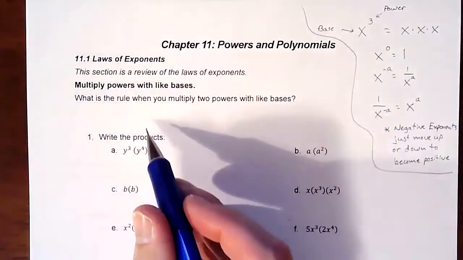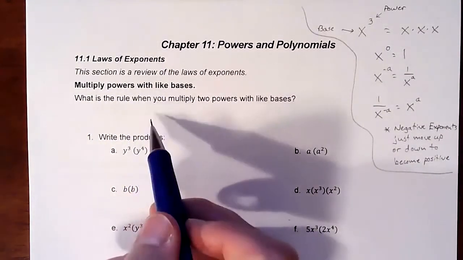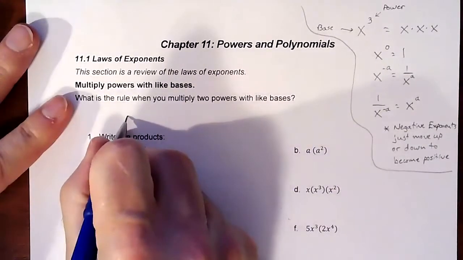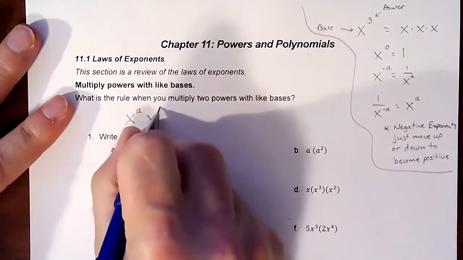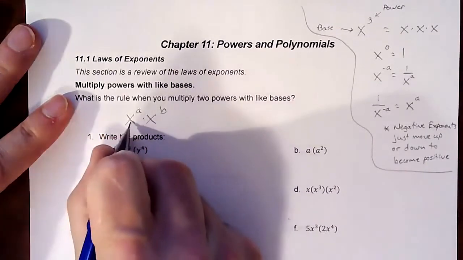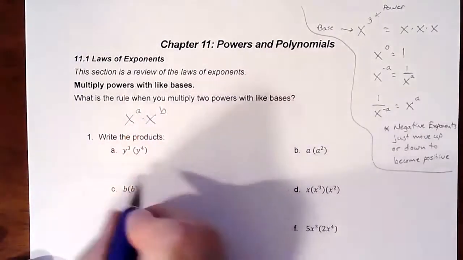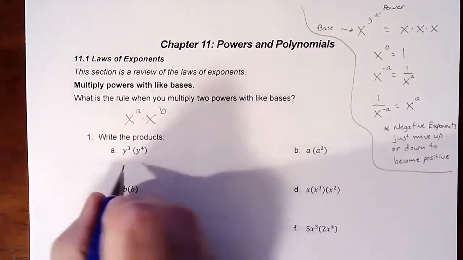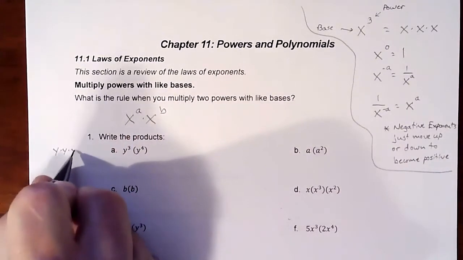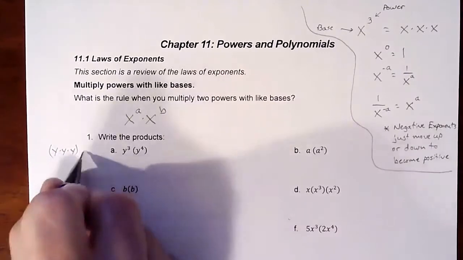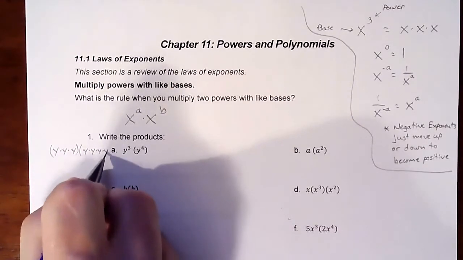All right, so we're going to be focusing on multiplying powers with like bases, and we're going to create some properties here. So here's our look, and then we're going to talk about what we get with this. If you have x to some power times another x to a power, what do you get out of that? We'll take this one for example: y to the third means y times y times y. And then y to the fourth means y times y times y times y.